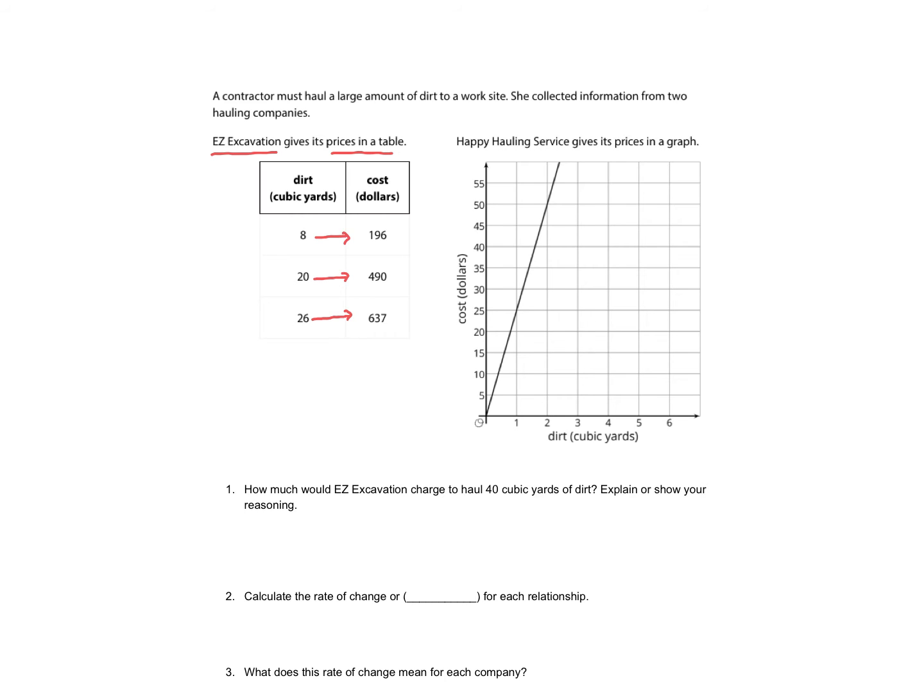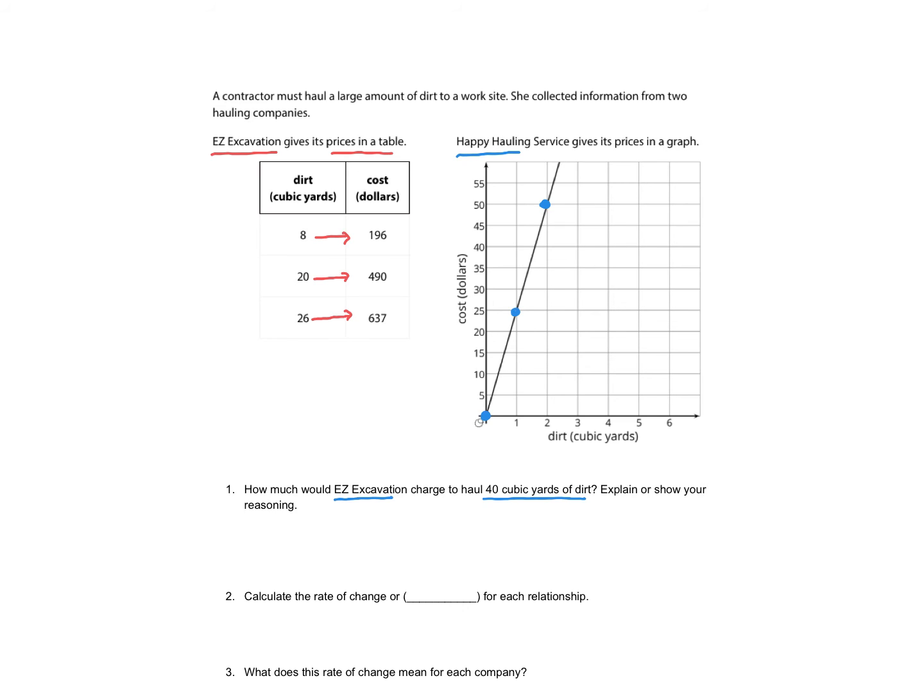On the other one, this Happy Hauling Company gives its prices on a graph. So if you buy 0, it's 0, and the next spot where it's perfect is 1 cubic yard of dirt, and you can read across that it's 25. And 2 cubic yards of dirt, it's linear, it's proportional, is 50. So it says, how much would Easy Excavation charge to haul 40 cubic yards of dirt?